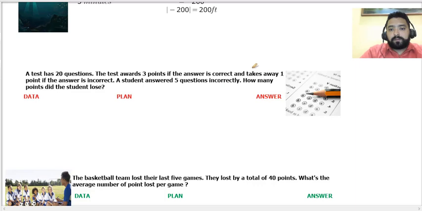This word, take away. And then 1 point if the answer is incorrect. So that means if the students answer five questions incorrectly, that means that he's going to lose points at some point. So how are we going to do that? In the data, we are going to take away 1 point if the answer is incorrect.